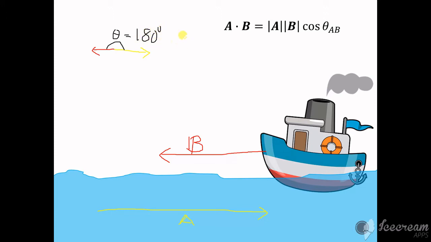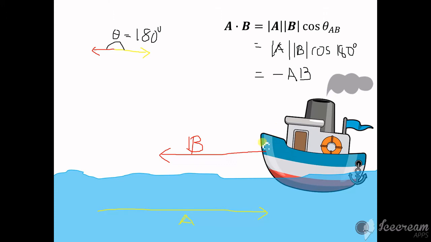180 degrees. So we substitute into this equation over here, so we'll end up with magnitude of A and then magnitude of B and then cos 180, which is equal to negative 1. So here you will have negative AB.